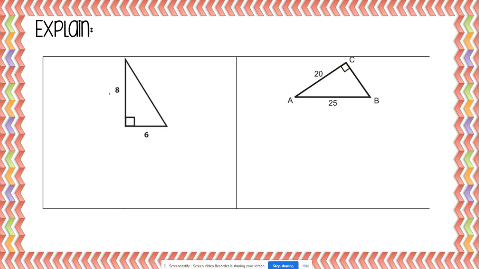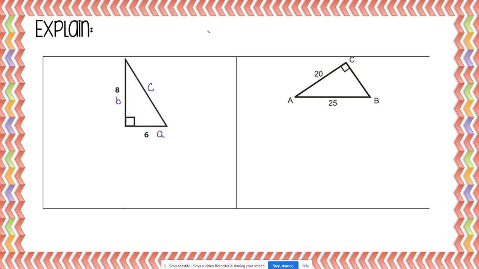In your first triangle, you want to figure out whether you are missing a leg or a hypotenuse. We see that this is our right angle, and so 6 would be considered a leg, so I'm going to label it A. 8 would be considered a leg as well because it is also adjacent to your right angle, so I'm going to label it B. I'm going to label my hypotenuse as C. Now we are missing the hypotenuse, so we're trying to find that side length.